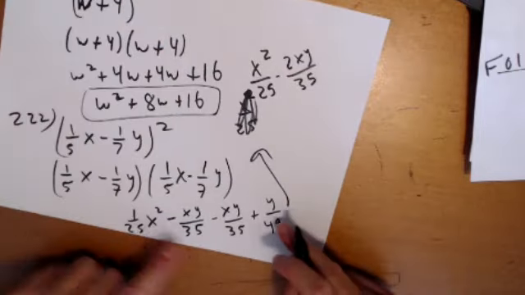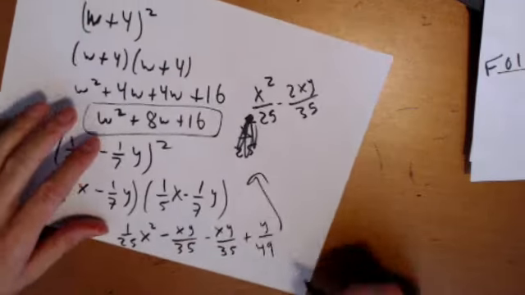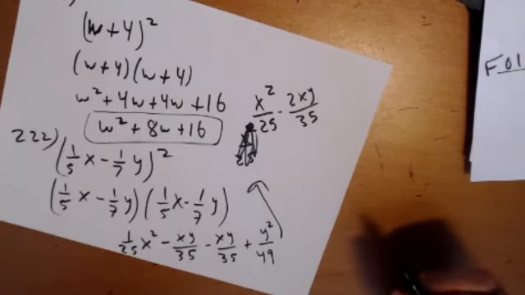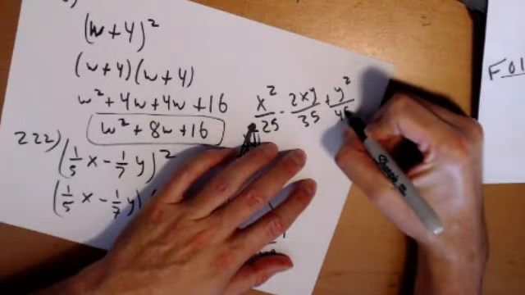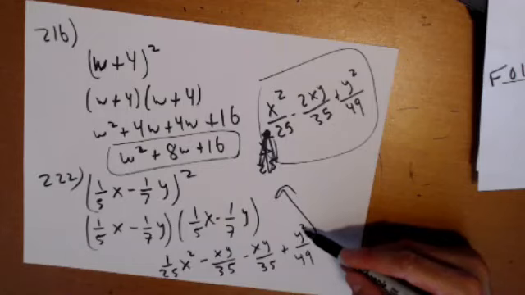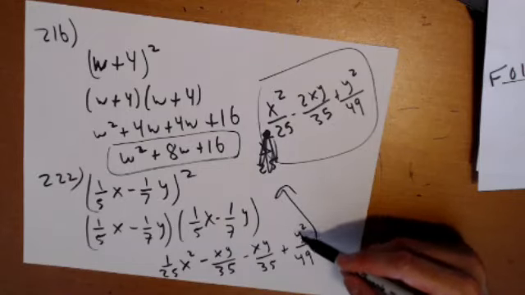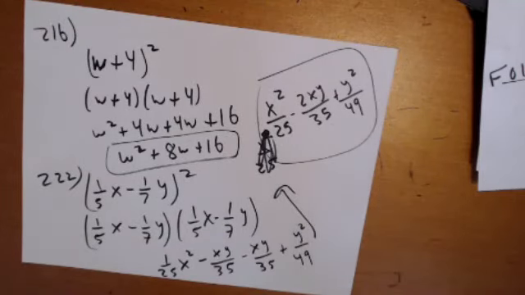Plus, oh, did I forget to do y times y is y squared and no one yelled at me? Oh my gosh, y squared. Okay, plus y squared over 49. Whew. Okay, hopefully that was all in frame. So again, I purposely left off that 2 so that you would scream at the screen, but I brought it back.